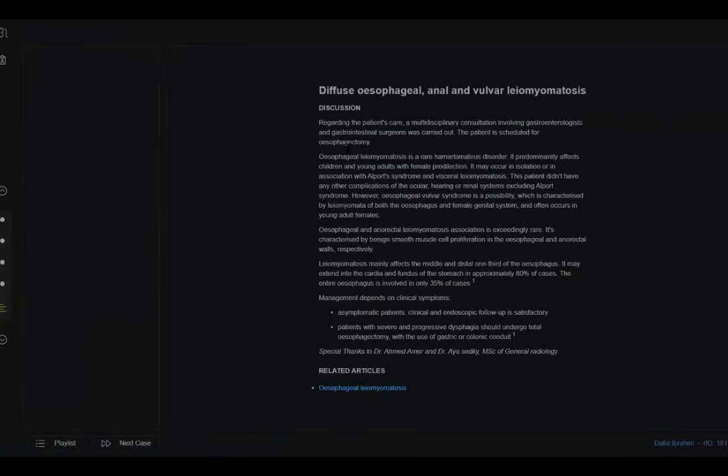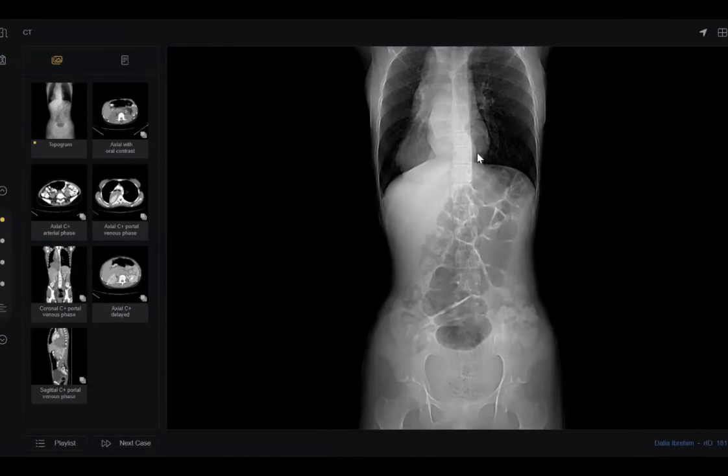Thank you, doctor, so much. Diffuse esophageal, anal canal, and the valvular leiomyomatosis or multiple leiomyomas. What happened here?